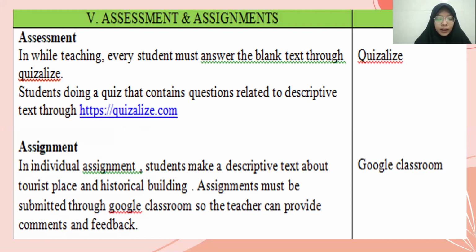And for the assignment, the teacher gives an individual assignment. Students make a descriptive text about a tourist place and historical building. The assignment must be submitted through Google Classroom so that the teacher can provide comments and feedback.